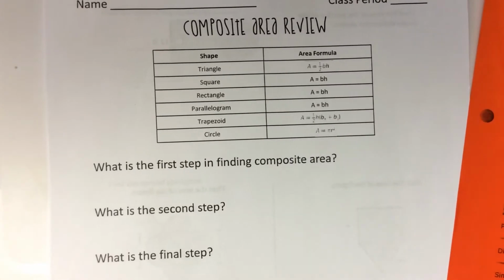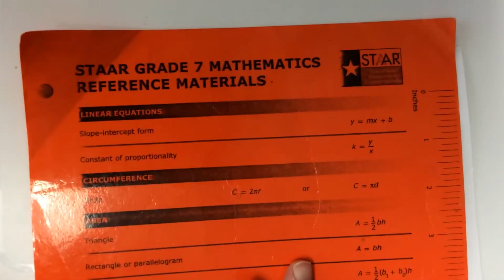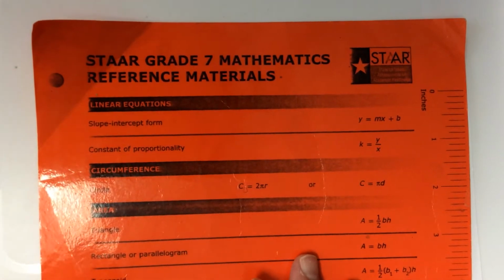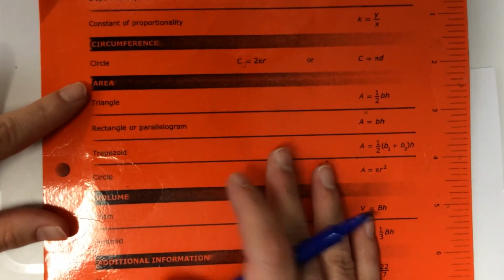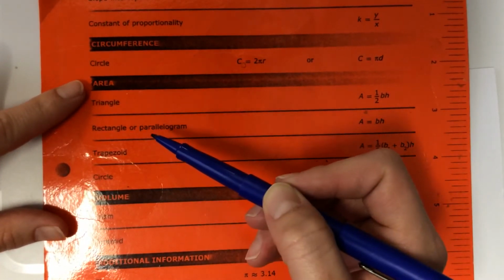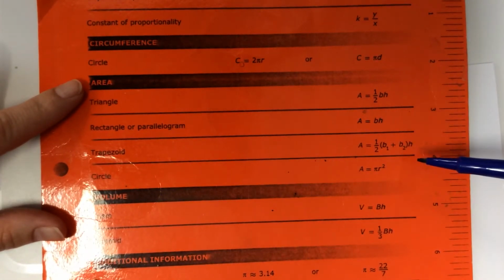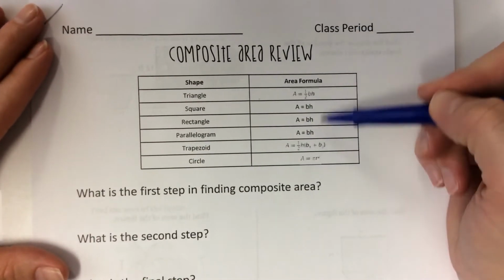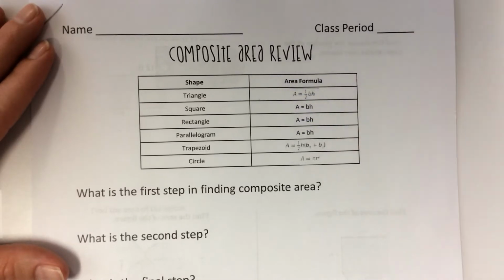So anytime we're talking about area, remember that you can always refer to your formula chart. You will have this on your STAR test. It'll be the first page and you can tear it out, so I highly suggest you do that. We have an area section here, which tells us we have triangle, rectangle, parallelogram, trapezoid, and circle. So these are all formulas that we will need. You also have this just for reference, so you don't have to go back and forth. But remember, you won't be given this on the STAR test. You will have to use your formula chart.